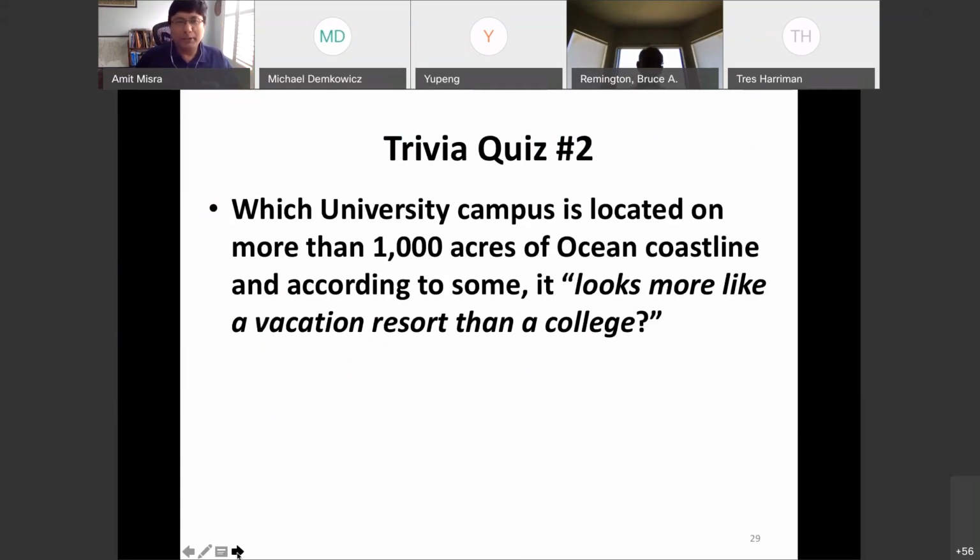Which campus is located on more than 1,000 acres of ocean coastline? And according to some, it looks more like a vacation resort than a college.